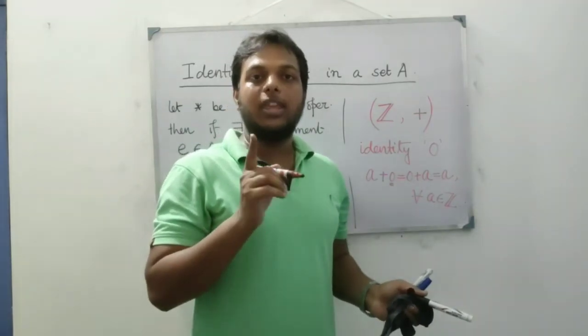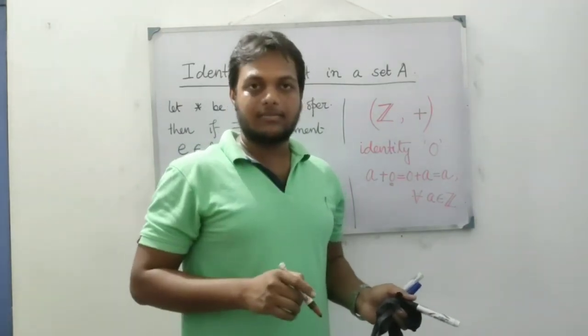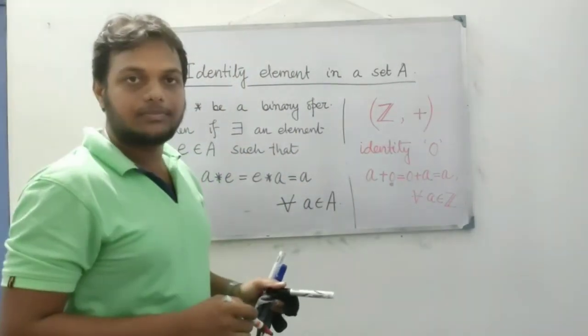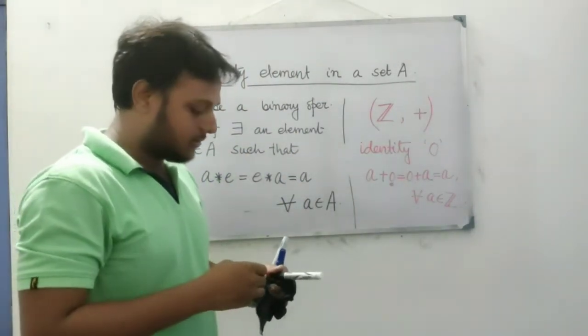Identity element will be unique in a set. Understood? So this is the concept of identity element. Clear?